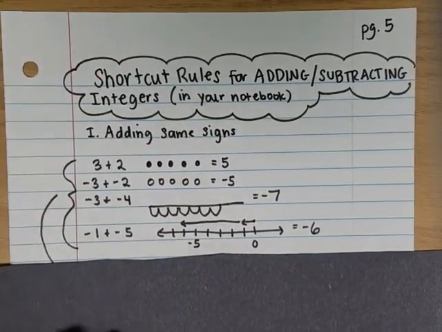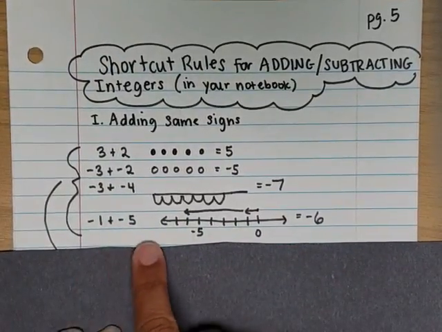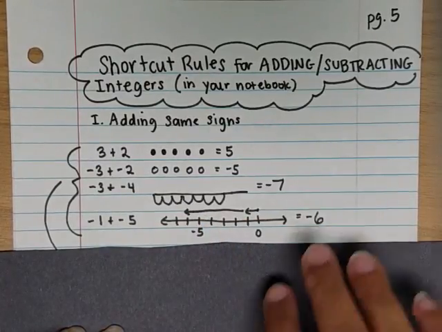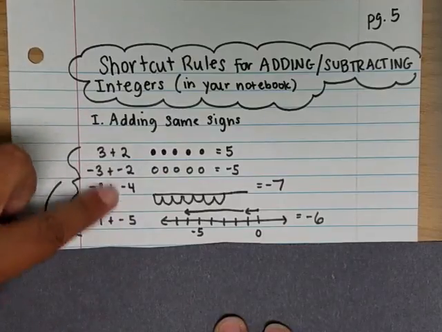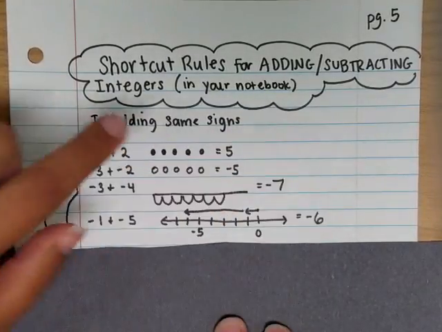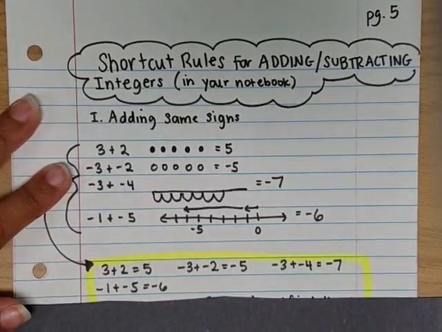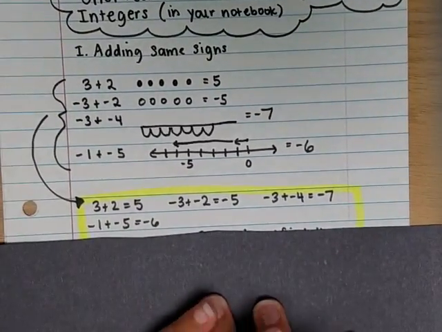Last example. Negative 1 plus negative 5. Here's negative 1 on the number line. I'm going to go backwards 5 more. It puts me at negative 6. So I'm going to rewrite all these examples with just their sums right here in this yellow box. And we're going to see if we can see a pattern.